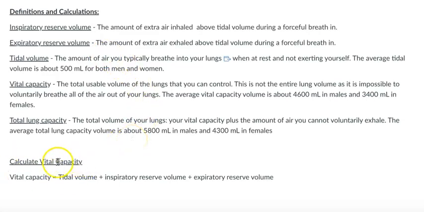As far as calculating vital capacity, this is the formula. You would take your tidal volume, the normal amount you breathe in and out in a breath. You'd add to it the inspiratory reserve volume, the extra air inhaled above that tidal volume, as well as add to it the expiratory reserve volume, that's the amount of air exhaled, I guess, below tidal volume, and then add all those three together to get your vital capacity.